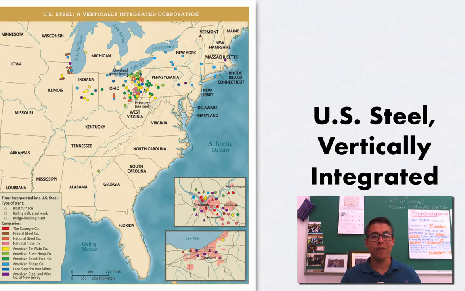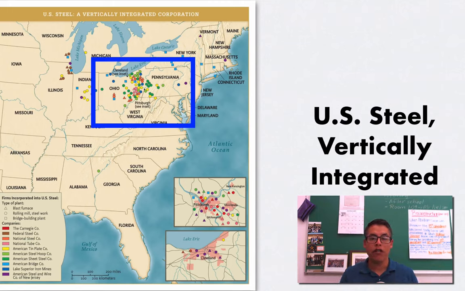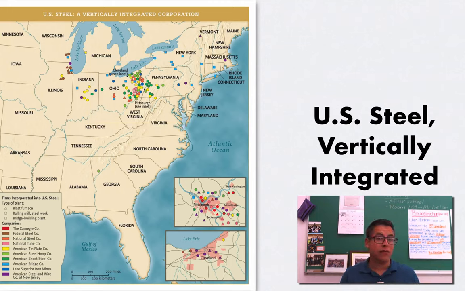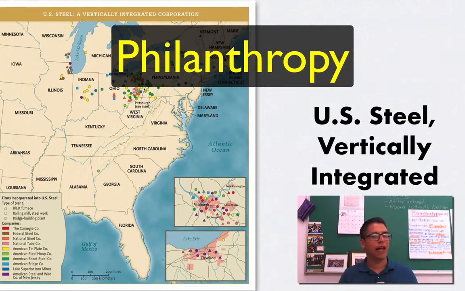And as you can see from this image here, U.S. Steel had a very large influence on the kind of north part of our country. And it produced the majority of steel by the end of the 19th century in the United States and actually in the world. And so he got really rich at this point, but he started to give some of that wealth back. He started to engage in this activity we call philanthropy.